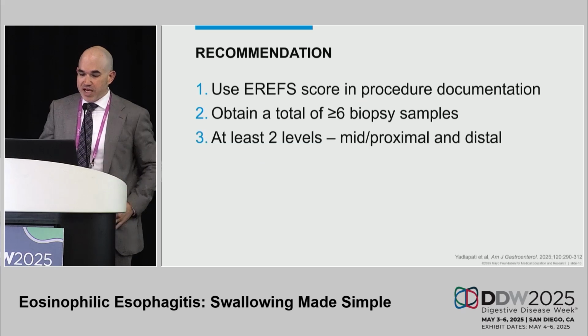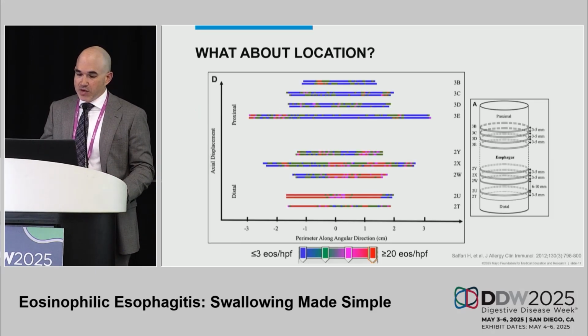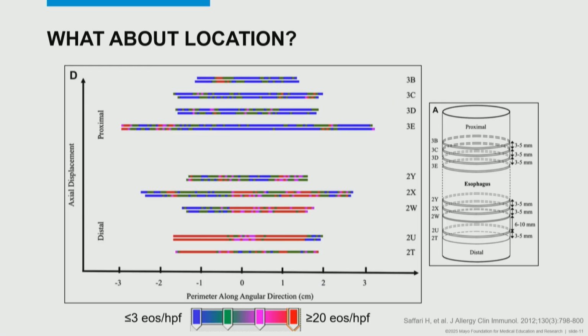What else? Well, we should take biopsies at 2 levels of the esophagus, so in the distal esophagus and the mid and proximal esophagus. Again, why do we do this? Well, this is a study in which a patient had an esophagectomy and had EOE, and they systematically mapped the eosinophilia through the esophagus. I've added a little gradation score down here so you can see that the blue is less than 3 EOs per high-powered field, the red is over 20, and everything in between. And you can see that the disease is extremely patchy through the esophagus. And so in order to provide an adequate diagnosis, we need to understand how it's distributed throughout the esophagus. In addition, we'll talk a little bit later in differentiating GERD and EOE. It's important to understand the distribution of eosinophilia.